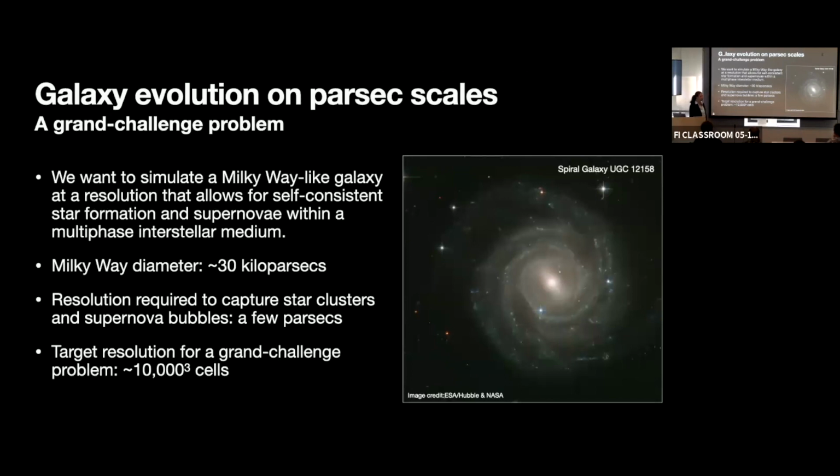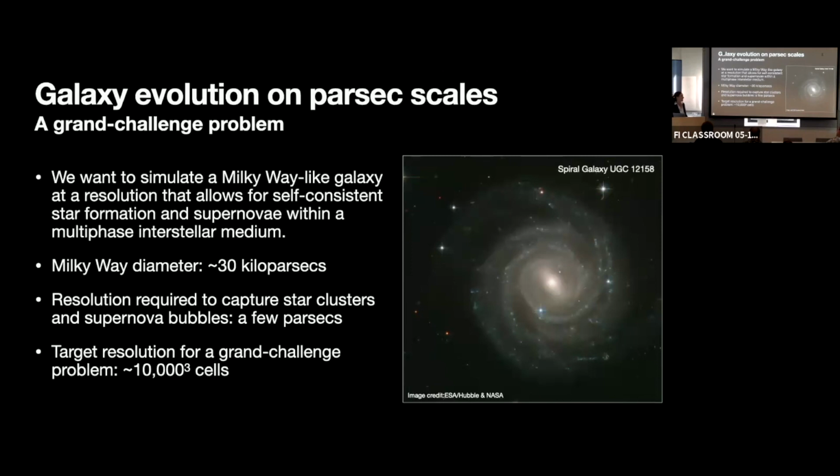So the Milky Way diameter is something like 30 kiloparsecs, and the resolution you need to capture these star clusters and the supernova bubbles is something like a few parsecs. And so the target resolution for this grand challenge problem is something like 10,000 cubed, or a trillion cells. Again, I'm just assuming in this case that we're going to be doing this at a sort of constant resolution, and I'll try to back up why I think that's important in a few slides. So that's a lot of cells, right?